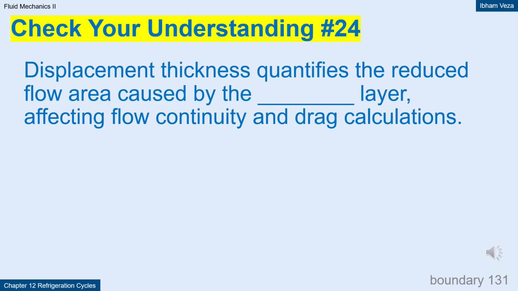Check your understanding. Number 24. Displacement thickness quantifies the reduced flow area caused by the boundary layer, affecting flow continuity and drag calculations.